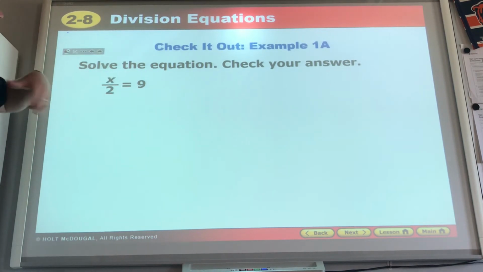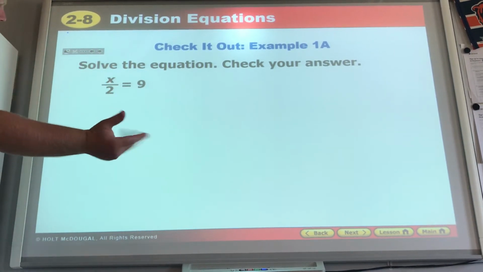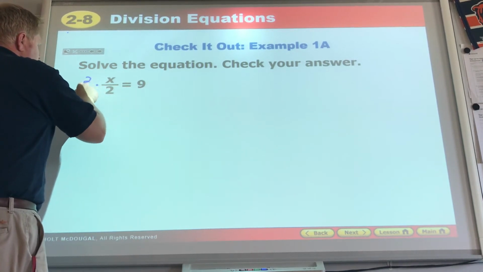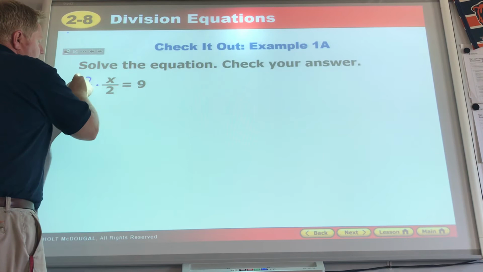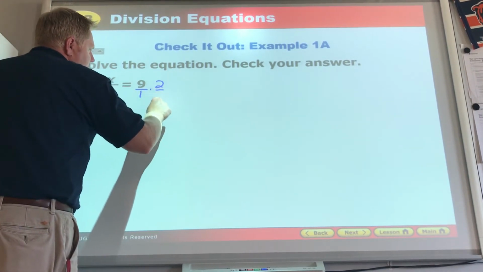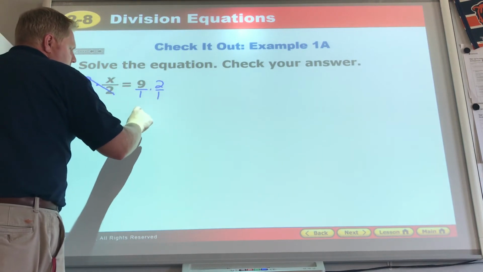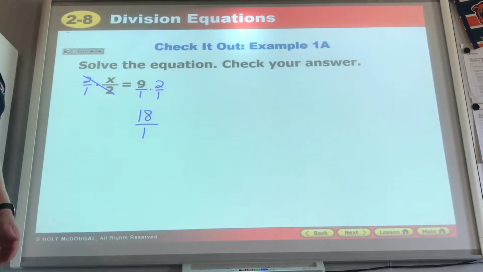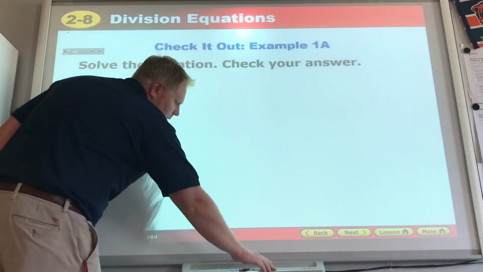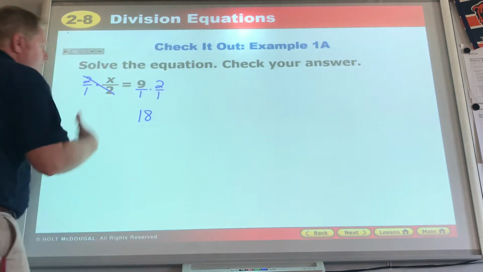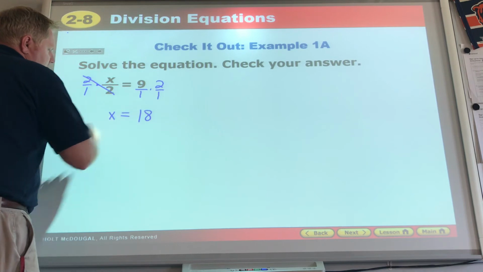With this one, why don't you take the time to pause the video right now, and now that you're back, we'll take the time to realize, oh, 2 over 1, that's on top, that's on bottom, 2 divided by 2, it's gone. Times 2 over 1, 2 times 9 is 18, 1 times 1 is 1. 18 divided by 1, isn't that just 18? Oh, so I don't really even need that 1. It was just kind of a placeholder there to help me remember. X equals 18.